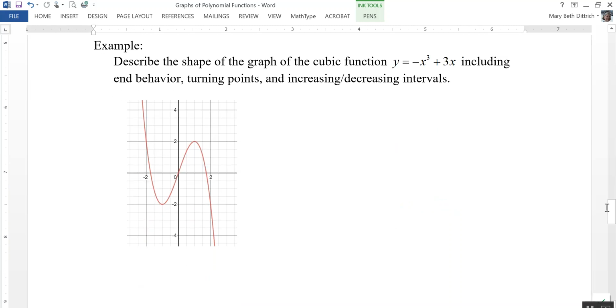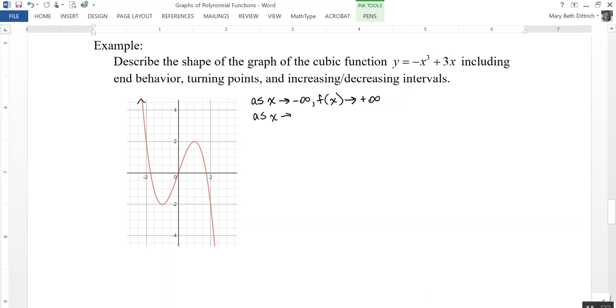So we need to describe the shape of the graph of this cubic function, which is y equals negative x cubed plus 3x, and we need to include a description of its end behavior, its turning points, and its increasing and decreasing intervals. So let's start by talking about its end behavior. So as x approaches negative infinity, f of x approaches positive infinity. So that would be this right here. So as x is getting smaller, y is getting bigger.